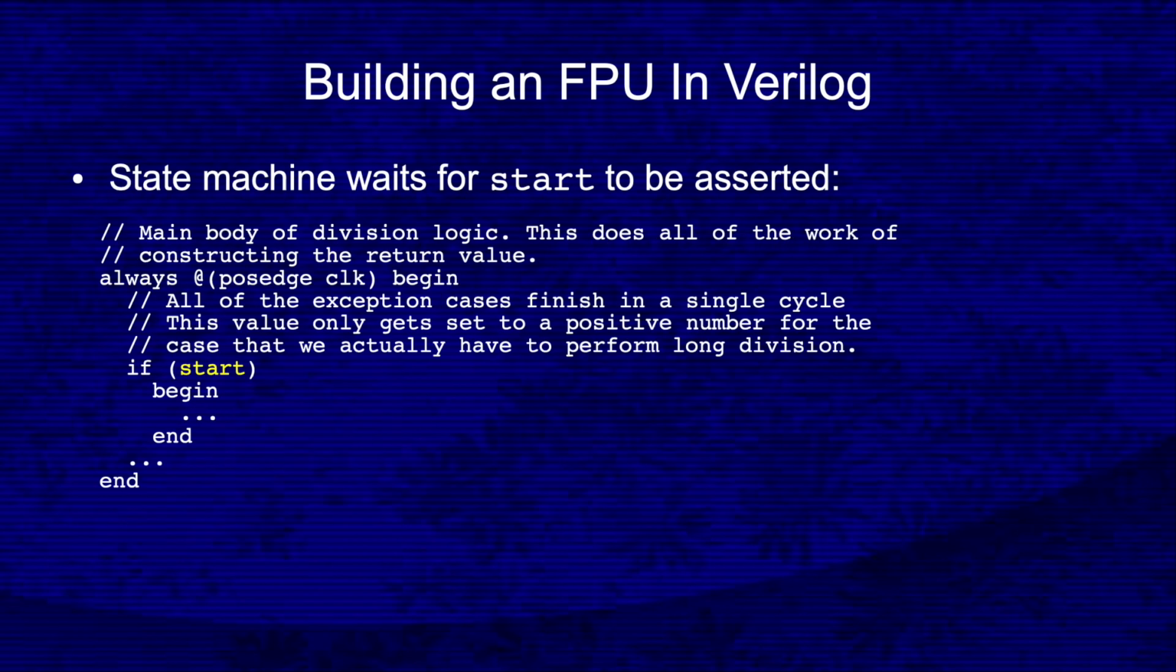The code waits at an always block for the clock and the start signal. Every time the clock goes high, the always block is repeated, but no work begins until the always block sees the start signal pulsed into the module.